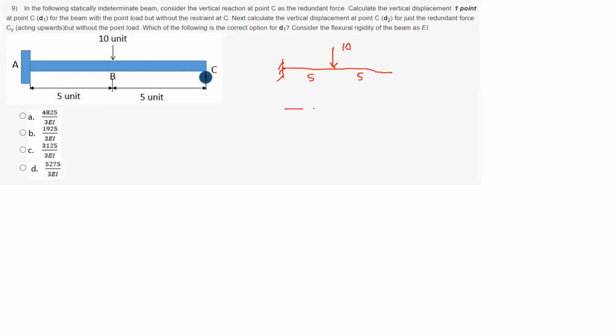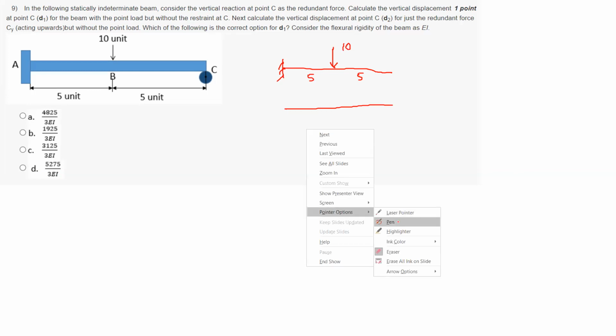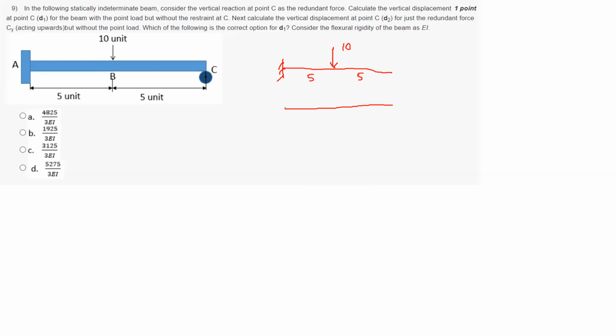Then we will draw the bending moment diagram. So what we will get is 10 into 5. So we have this as 50. Sorry. So we have it till that load only. So we have 50 over here. And at this point we have 10 into 5, 50.